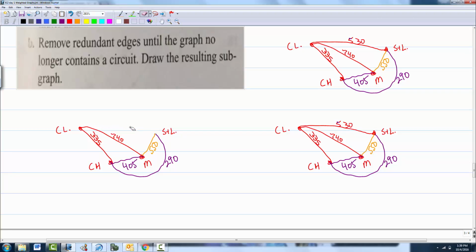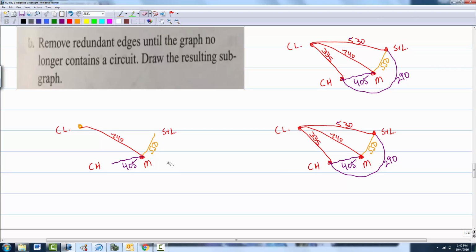So, can I remove this edge and still have the vertices connected? But do I still have individual circuits? Yes, I have an individual circuit here, an individual circuit here. So I need to keep going. I still have redundant edges. Can I remove this one and still have the vertices all connected? Yes or no? Yes. Do I still have a redundant situation? Do I still have a circuit? So the last one I'll remove, I'll choose this one.